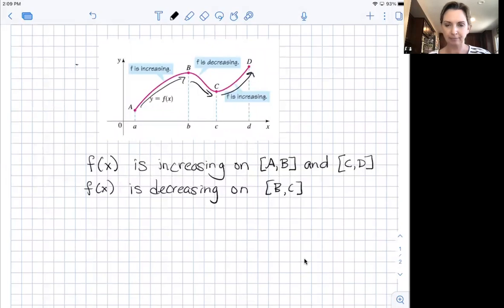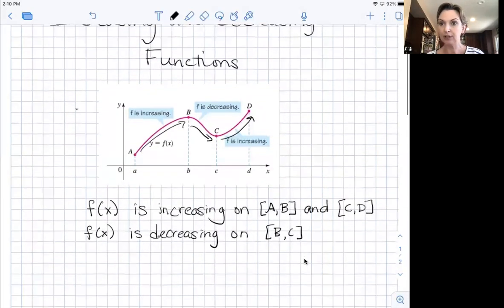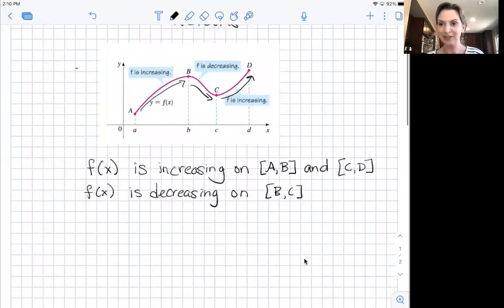All right, so that's how we write increasing and decreasing functions, or a combination of increasing and decreasing parts of a function. Now we're going to talk about average rate of change.